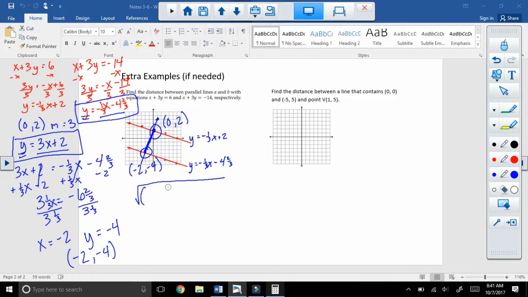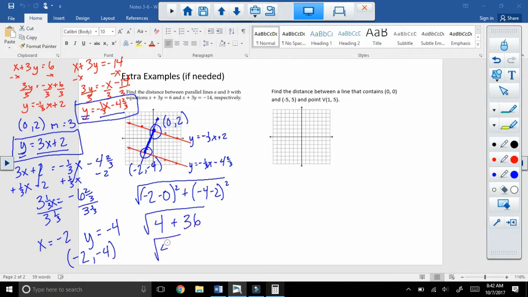So the distance formula, I'm subtracting the x values squared plus the difference of the y values squared. I have negative 2 minus 0 and negative 4 minus 2. This is going to be negative 2 squared, which is 4, and negative 6 squared, which is 36.